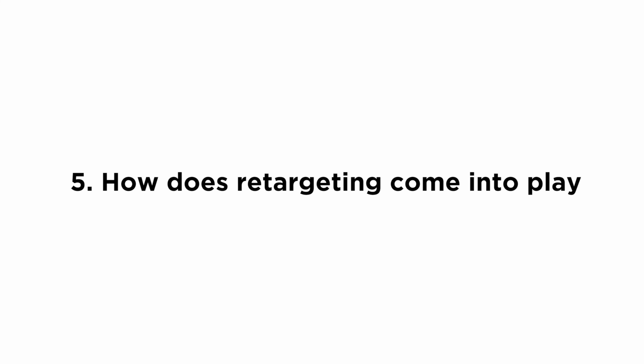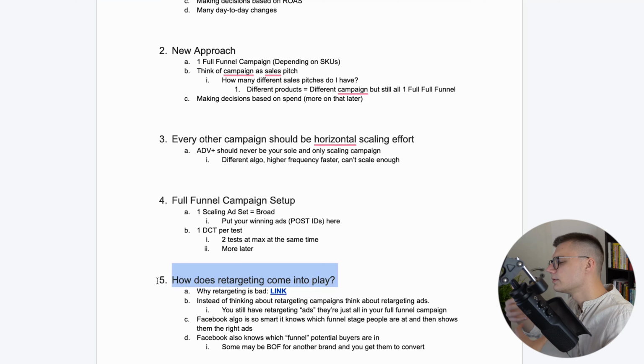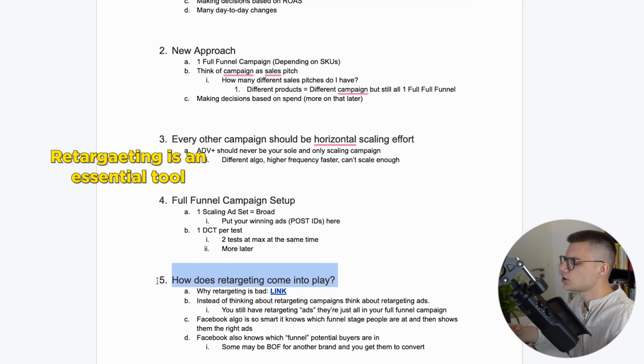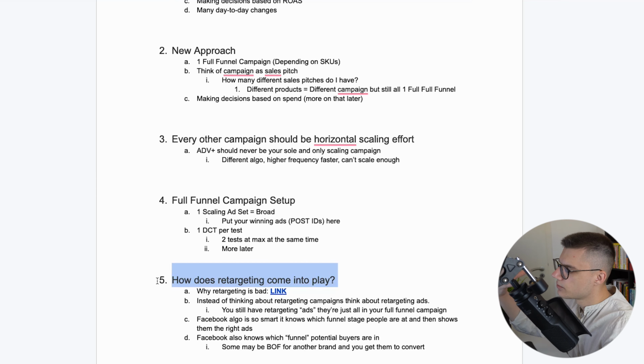You might be thinking, how does retargeting come into play? Now, I'm not talking about retargeting campaigns. So how do we retarget? Because retargeting obviously is an essential tool, and it does drive incremental revenue, it does drive incremental conversions, right? So how do you run retargeting ads?